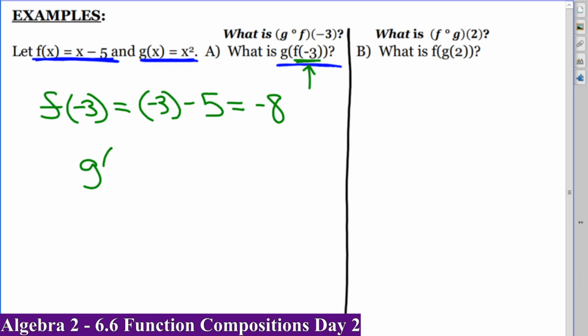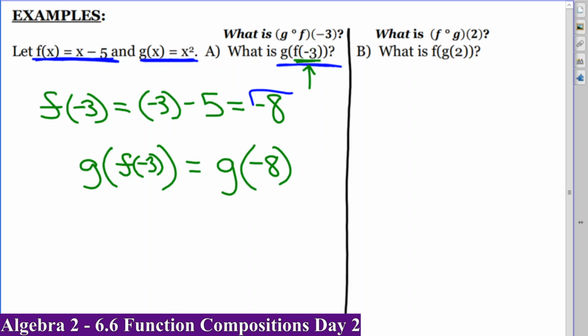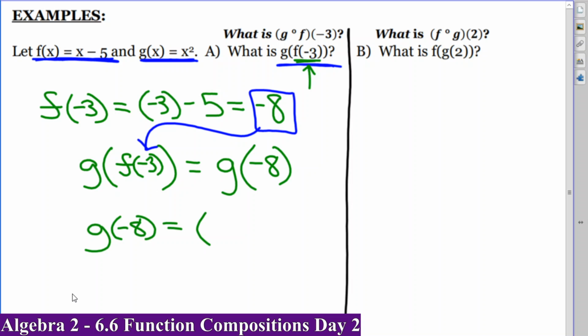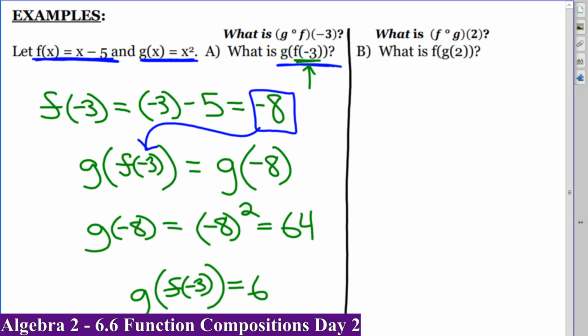So essentially, g of f of negative 3 is equal to g of negative 8, right? We're just substituting this negative 8 in for f of negative 3. So the output that we get of whatever's inside the parentheses is going to be our input for the function g, okay? So now let's evaluate g of negative 8. Okay, g of x is x squared, so negative 8 squared is going to give me 64. So we find that g of f of negative 3 is equal to 64.